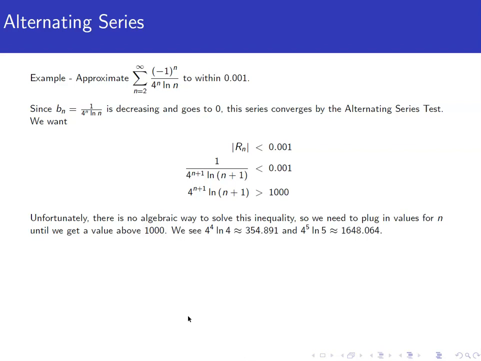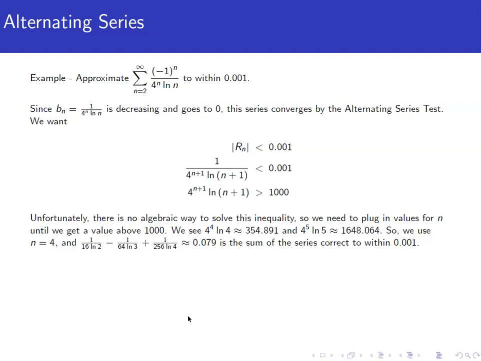Well, if you put in 3 for n, that gives you 4 to the 4th times log 4. That gives you 354.891. If you put in n equal to 4, you get 4 to the 5th times log 5, which is about 1648. So that 1648 and change, if we reciprocated, that's certainly less than one thousandth.